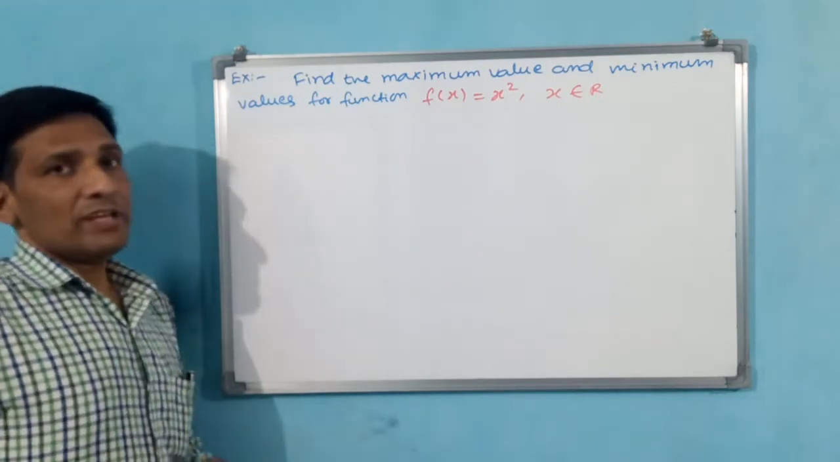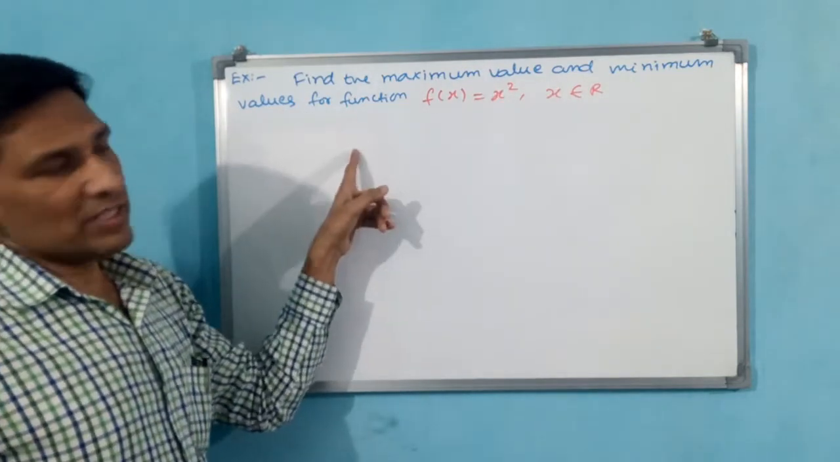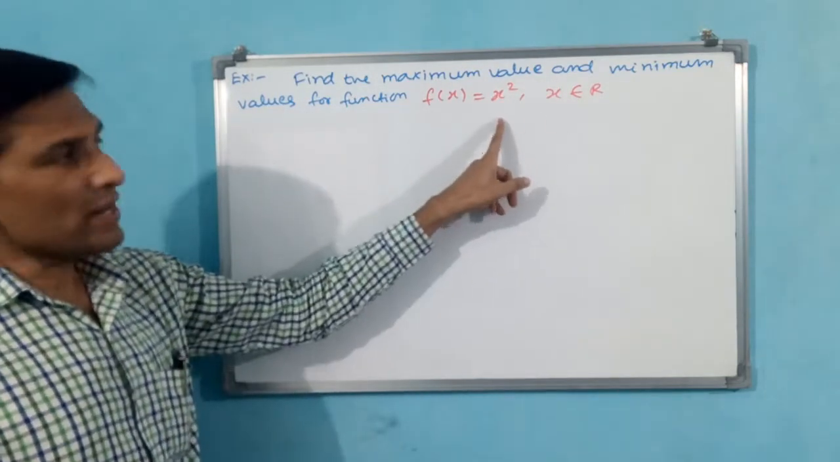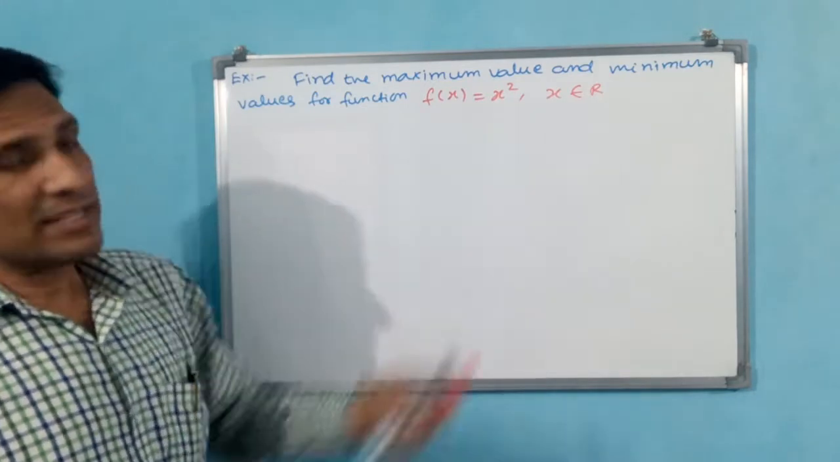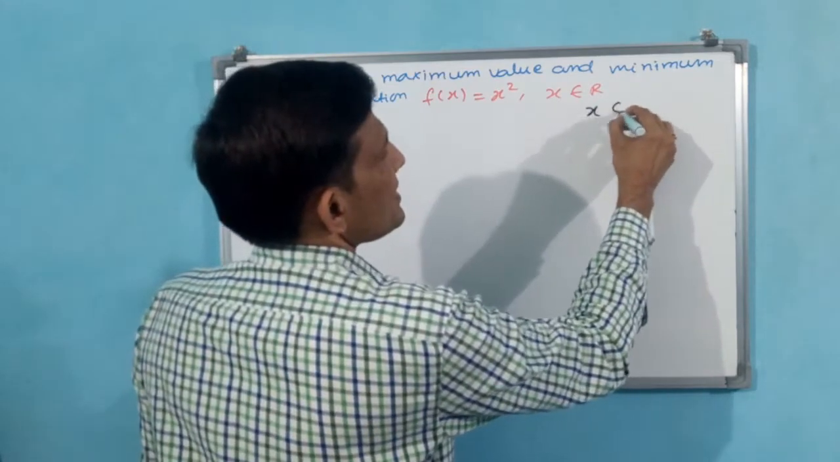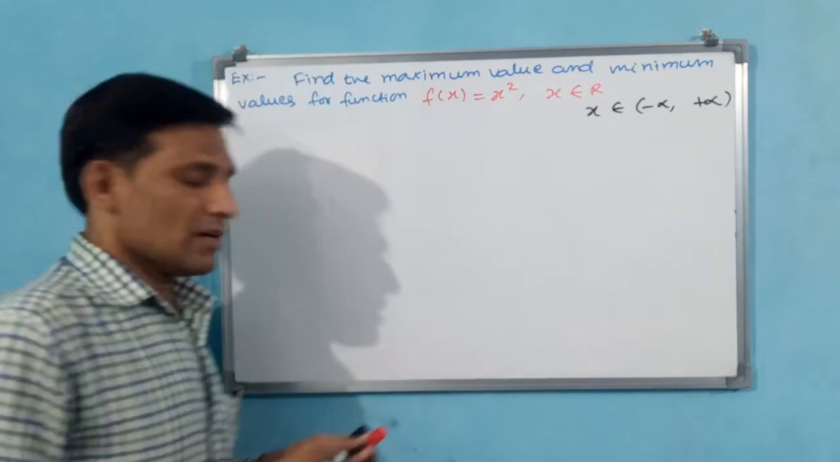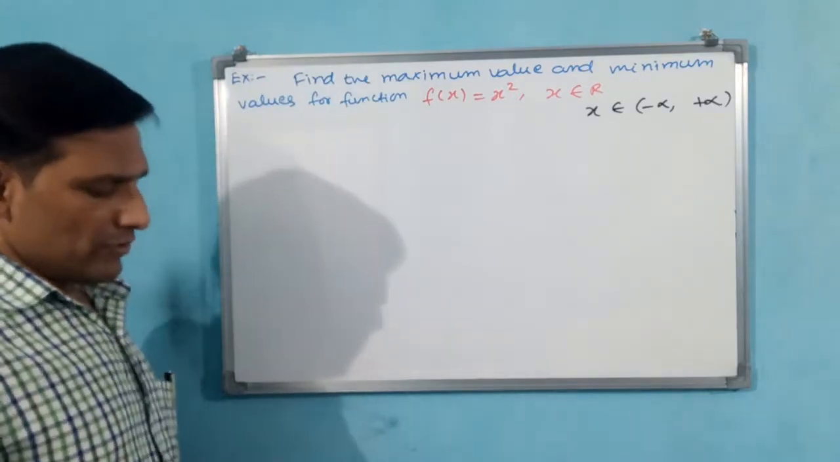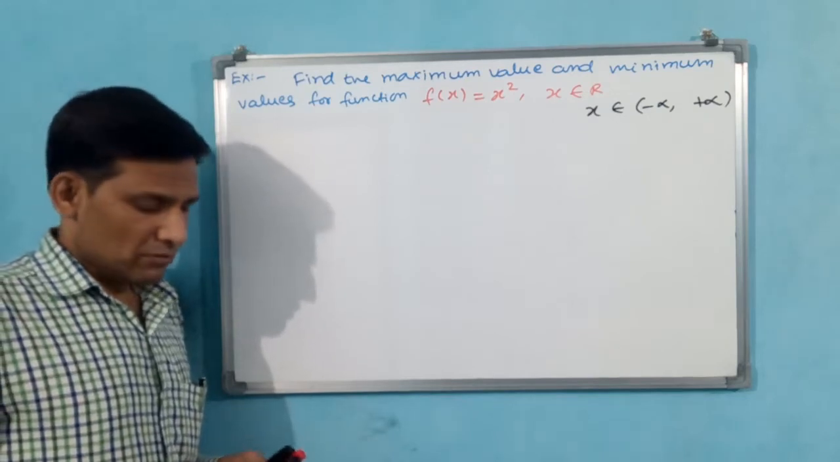See, first example. Find the maximum value and minimum value for the function f of x is equal to x square, where x belongs to R. See, I told you about the interval. Here the interval is minus infinity to plus infinity. All real numbers you can take. F of x is equal to x square.